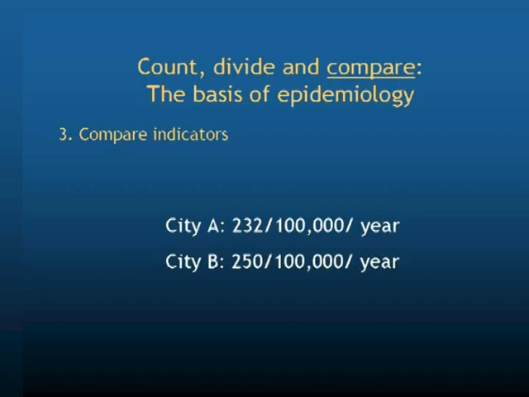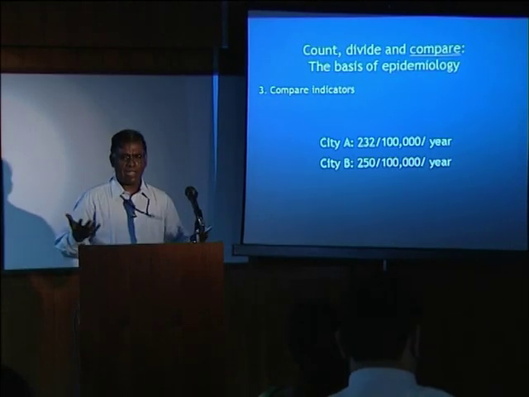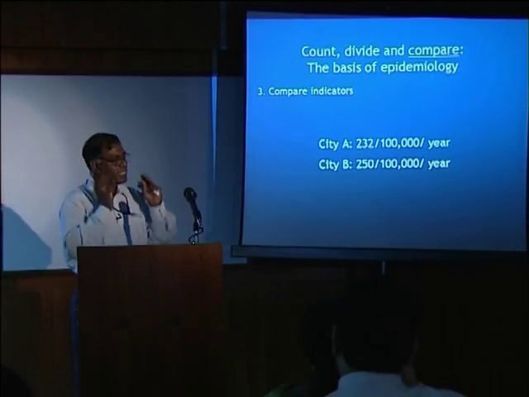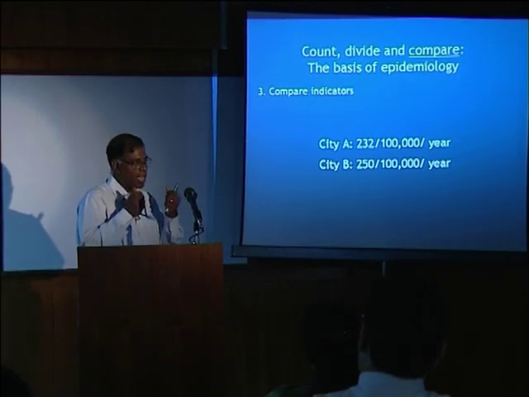Now, if I convert them all to per 100,000 population per year, then I get 232 cases per 100,000 population for city A and 250 cases per 100,000 population for city B. So the problem is more in city B than in city A. So: count, divide and compare. When we are really dealing with the situation, many a time we forget these small principles. People talk more about the numerators, forgetting the denominator. Even very experienced epidemiologists talk only about the numerators. You can't say anything just on the numerator, especially when you want to compare things. Count, divide and compare.